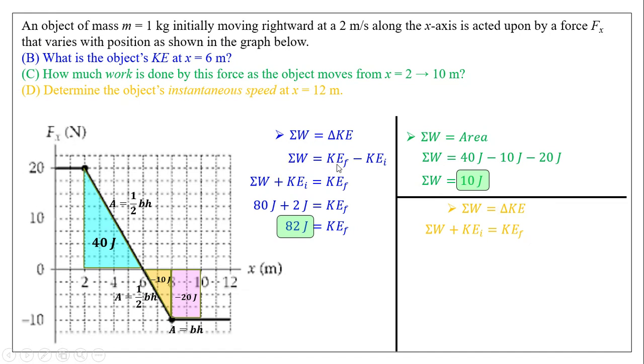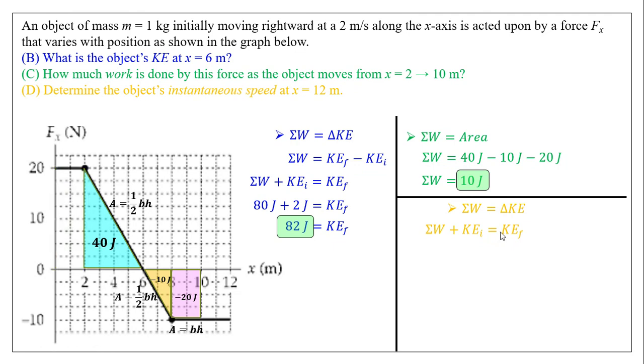Net work is equal to KF minus KI, but if I solve for KF, I need to get rid of this negative KI, which I'm going to move to the left side. So it looks like this statement here in the third line in blue, okay? So essentially, I'm doing the same thing. I'm just going to carry it down here. All right, other than that, I know the net work done.